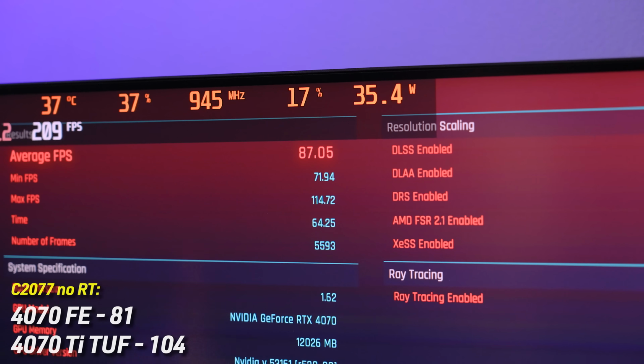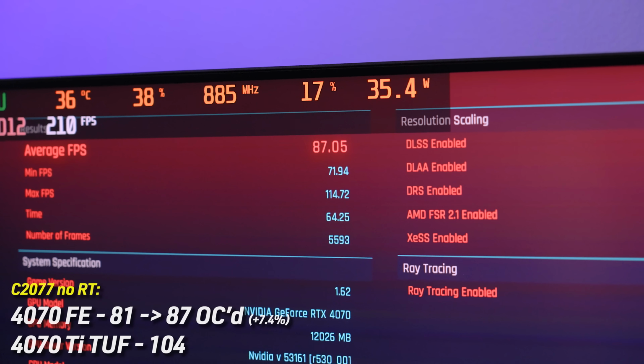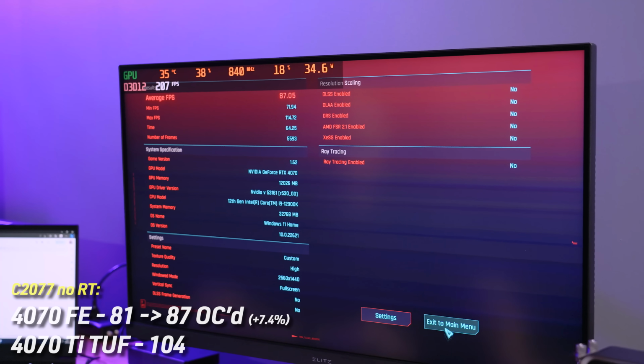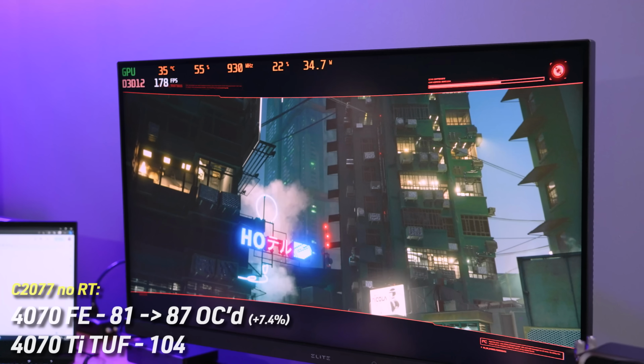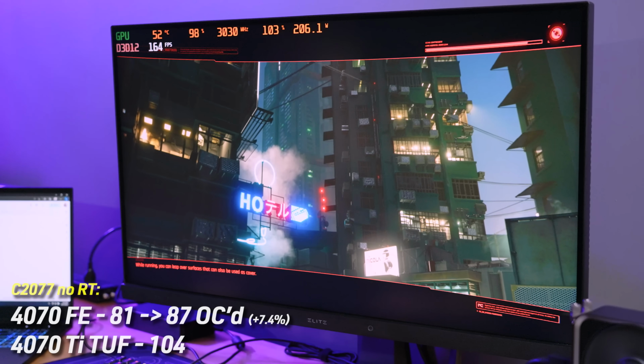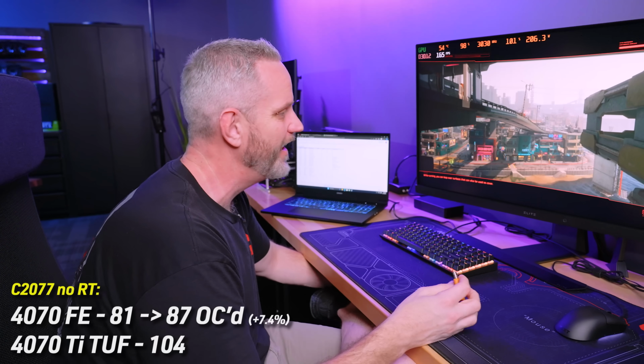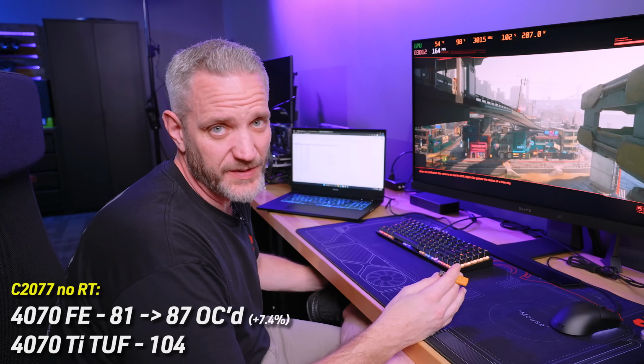All right, so it's tangible. We went from 81 FPS to 87. So a 6 FPS improvement for moving some sliders. It's not too bad at all. Let's just do one more check real quick. Oh, by the way, the 4070 Ti was 104. So huge gap there.